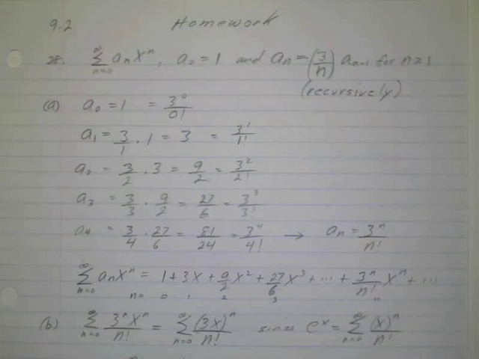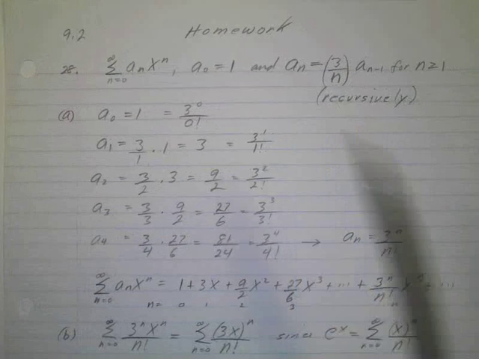Okay, this is some more problems from section 9.2. This is number 28. Consider the power series, the summation n equals 0 to infinity of a sub n x to the n, where a sub 0 is 1 and a sub n is defined as 3 over n times a sub n minus 1 for n greater than or equal to 1. This defines the coefficients recursively.